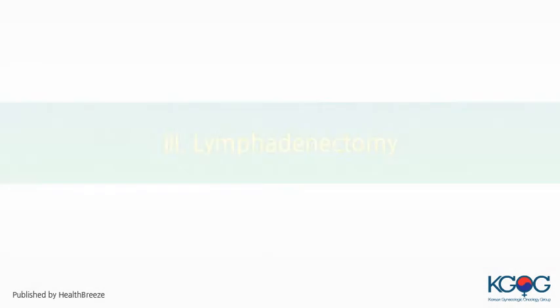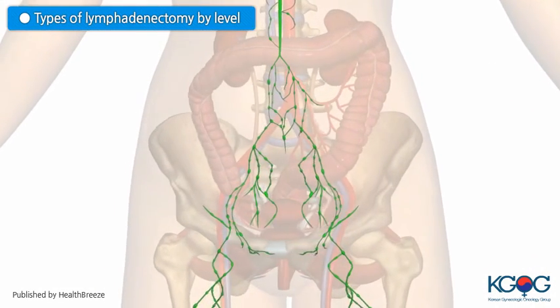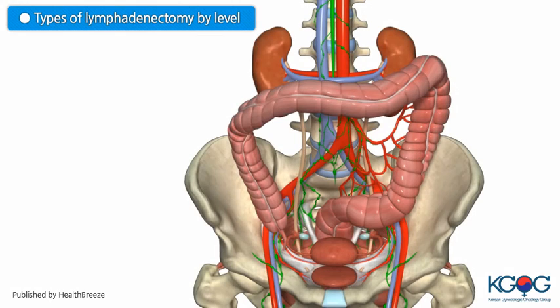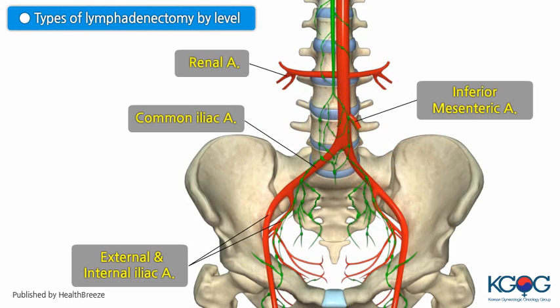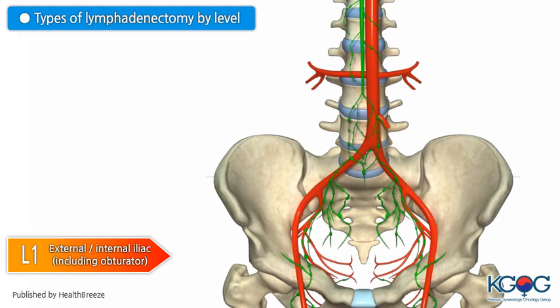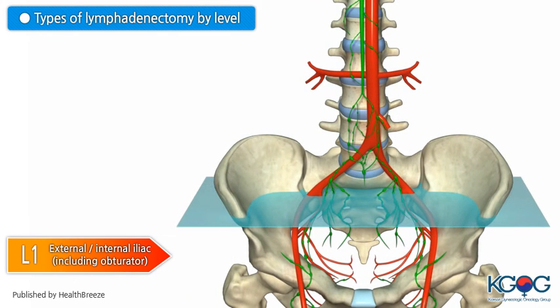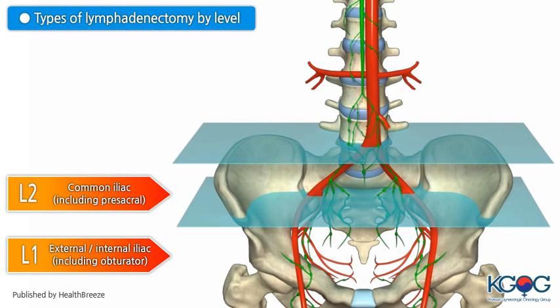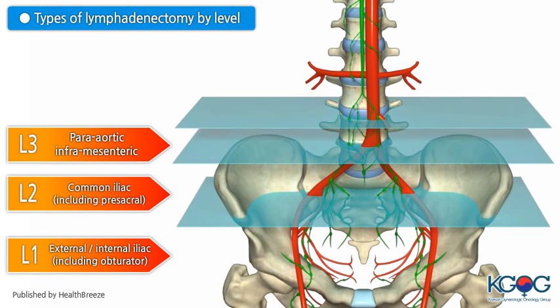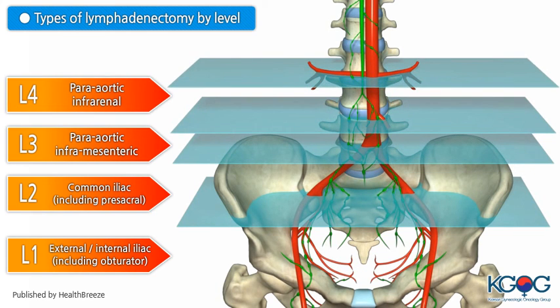Lymphadenectomy. Types of lymphadenectomy by level. Anatomically, arteries are the most stable landmarks for lymphadenectomy. Four areas or levels are defined according to corresponding arterial anatomy. Level 1, external and internal iliac. Level 2, common iliac. Level 3, para-aortic, inframesenteric. Level 4, para-aortic, infrarenal. If other lymph nodes are resected, specify it.